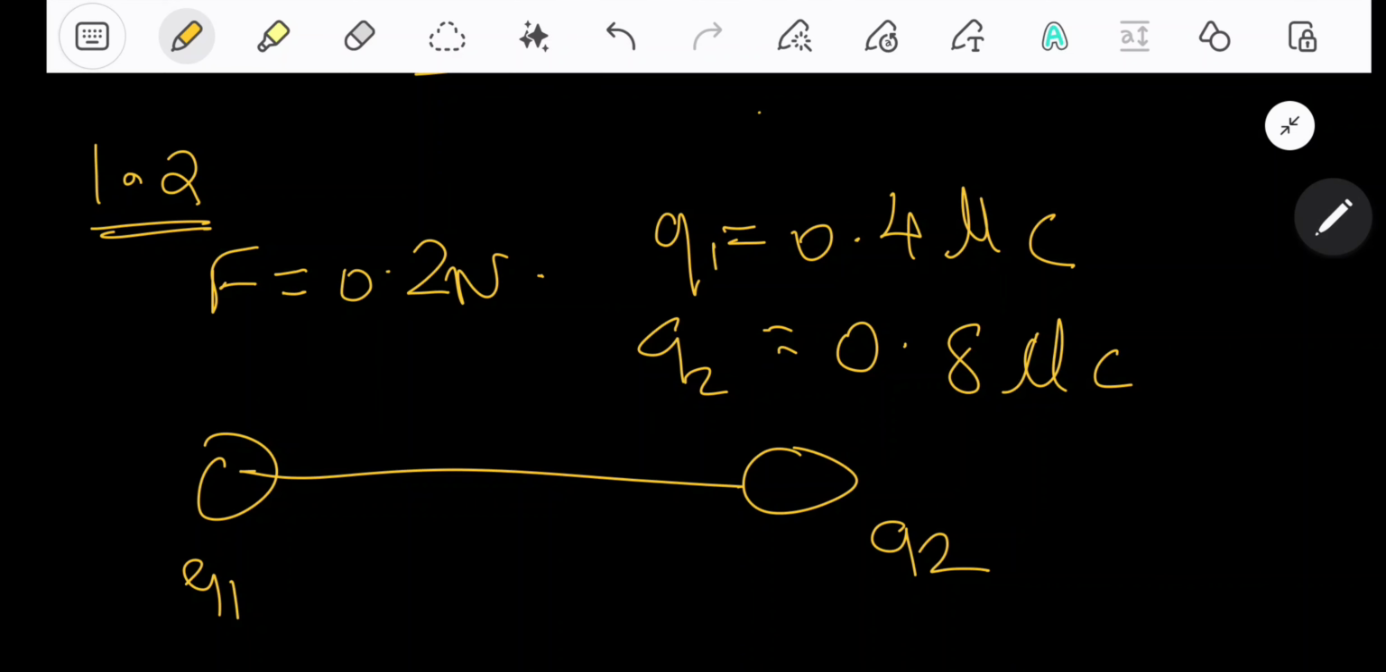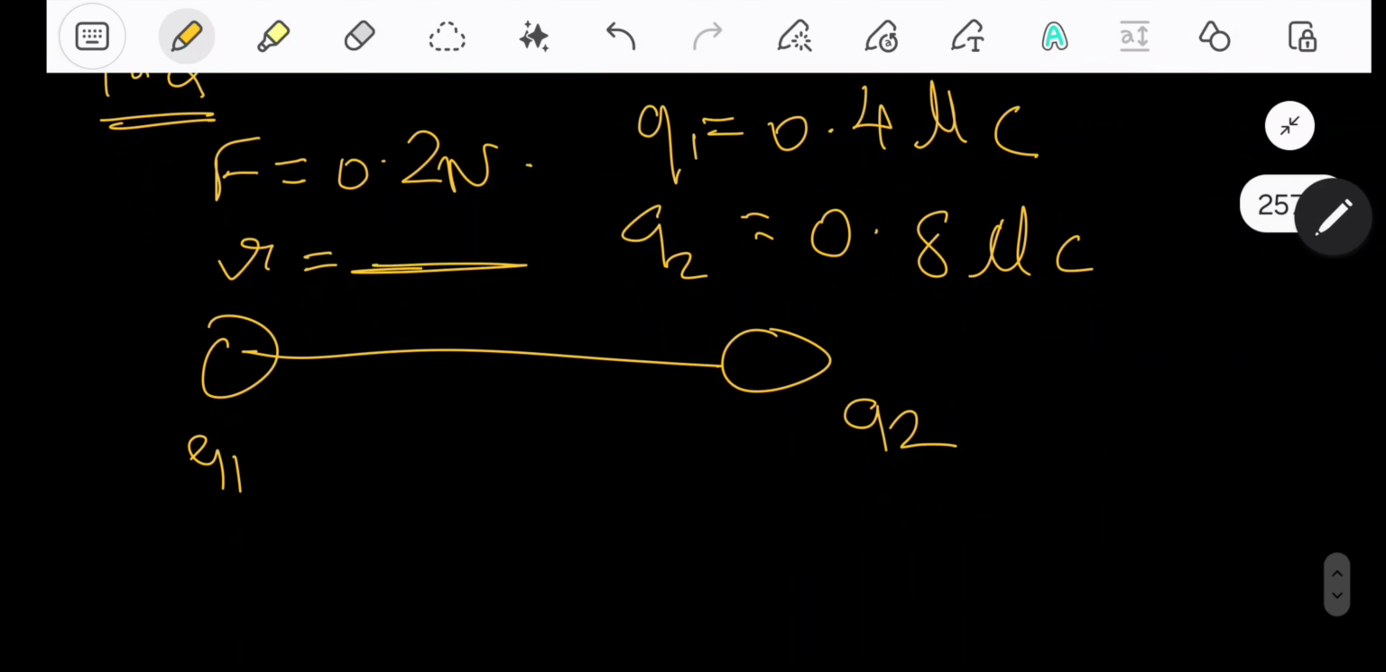We already have the force given. That means what is the distance between the two spheres? That means we have to find R square, or basically R, right? Alright, so we have these given values, and now let's just try to find the answer.